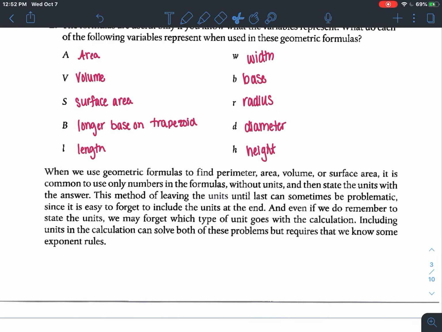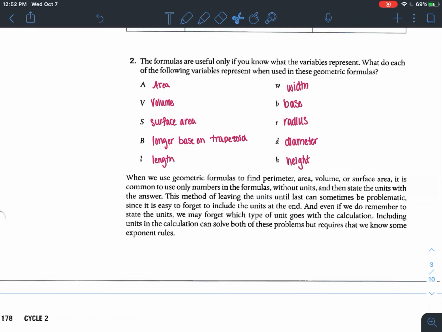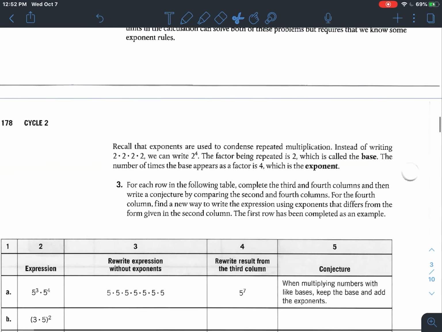The book just uses capital B and lowercase b. L is for length, W is for width, B is for base, R is for radius, D is for diameter, and H is for height. Hopefully you knew all of those. If not, there's your notes for them.